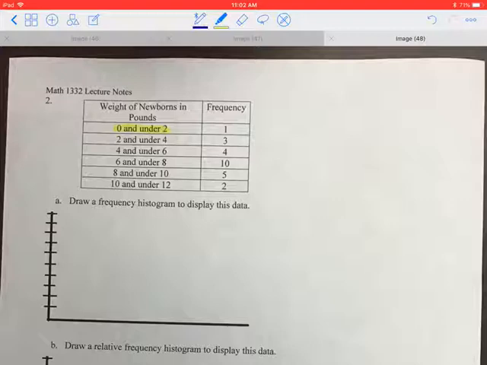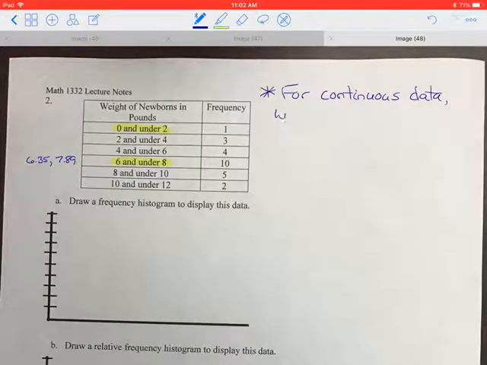And so what happens on these is anything in this category, well, let's pick a different category. Let's say we're on this one right here. So I may have something like 6.35 or 7.89. So I get into these decimal values and they range between a certain category. So what we do is we call this continuous data. So for continuous data, we will connect the bars.